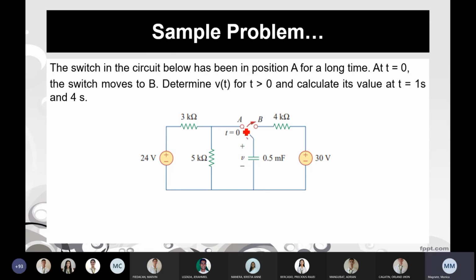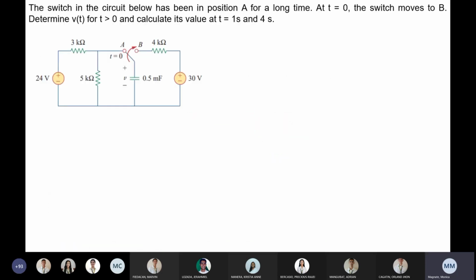So, sabi, initially daw, yung switch natin is nasa position A for a long time. Tapos, at time t is equal to 0, ayan, move natin papunta sa B. So, parang magkakaroon tayo ng source-free RC circuit kapag minove na natin siya papunta kay B, no? So, ganun ulit, solve natin siya. T is less than 0. So, ano yung una natin sa solve? Yung initial voltage ng capacitor natin, no?